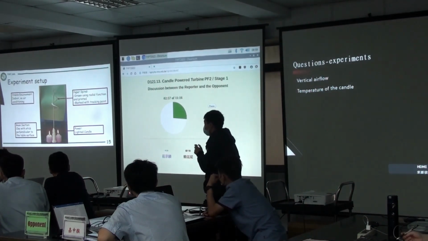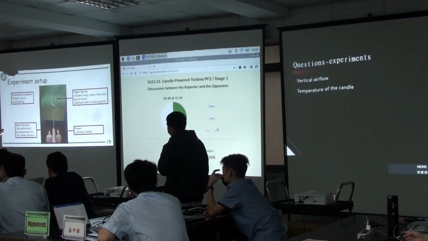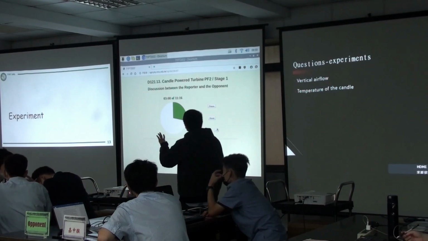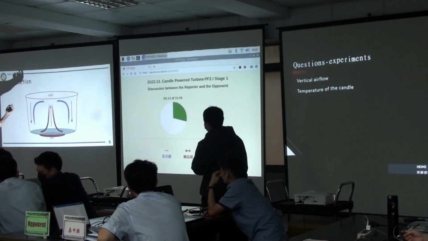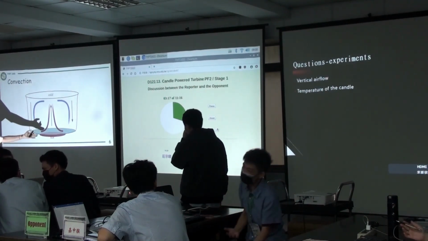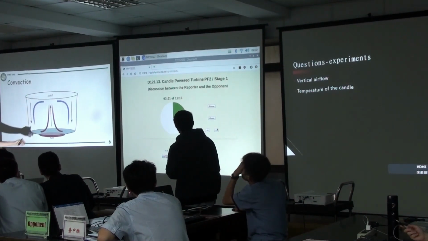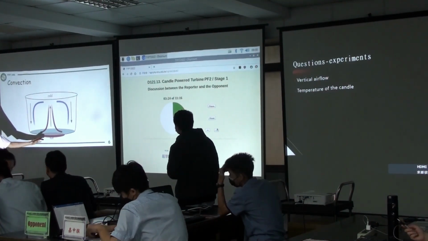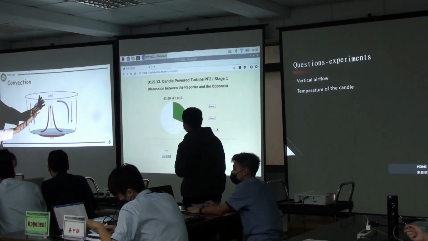Sorry, it would affect the vertical effect, the air convection. If the hot air gets hotter, then of course it rises up, and the hotter the air gets, the faster it will rise.